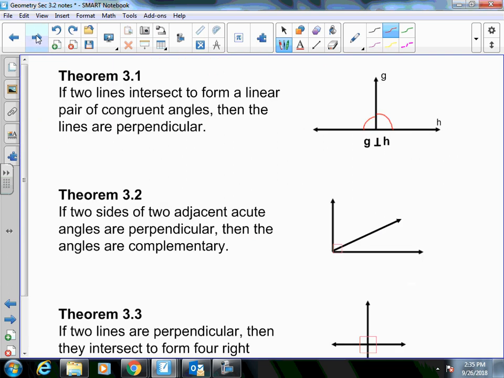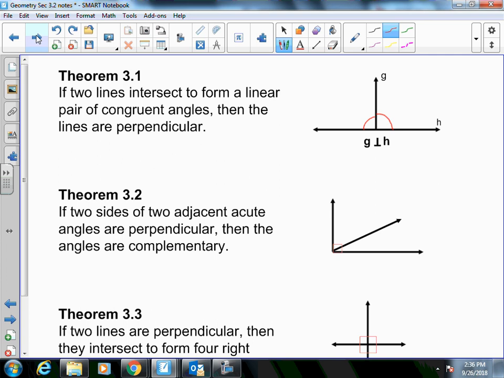All right, so now we've got 3 different theorems to cover. Theorem 3.1 tells us if 2 lines intersect to form a linear pair of congruent angles, then the lines are perpendicular. Which, what do we know about the linear pair angles? What's their measure going to be? 2 angles in a linear pair. They're going to add up to 180.